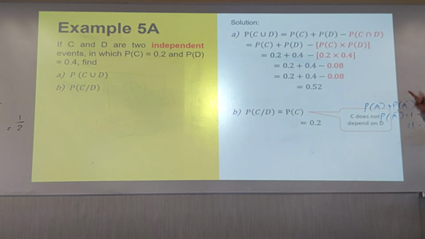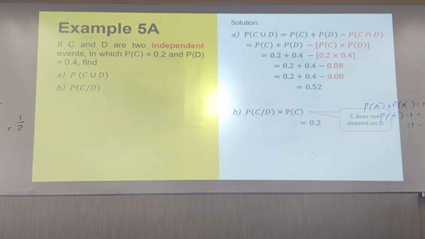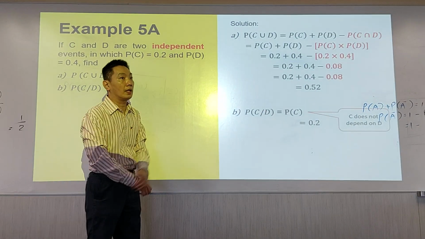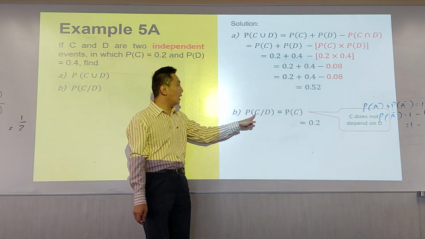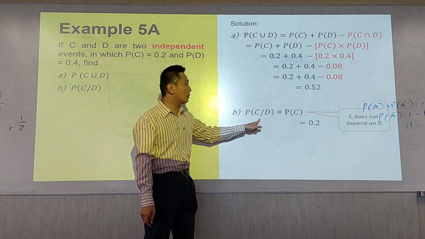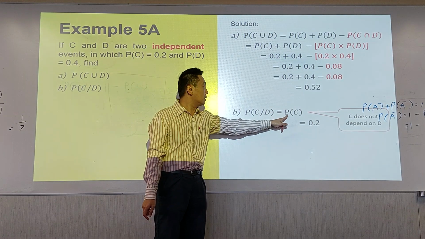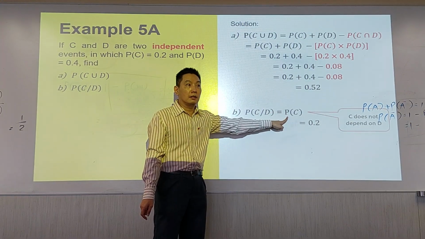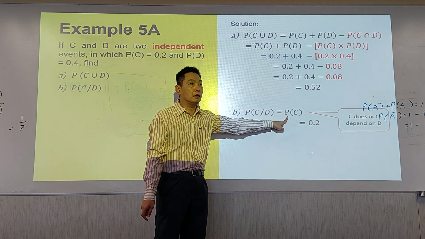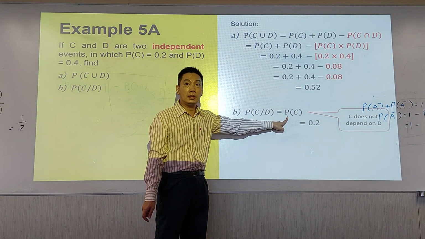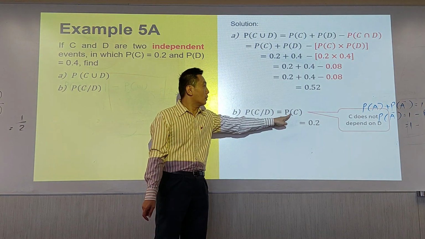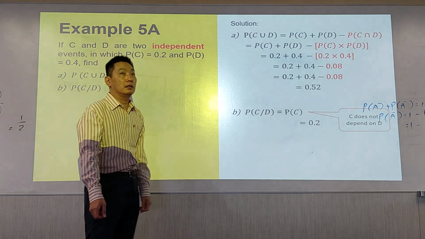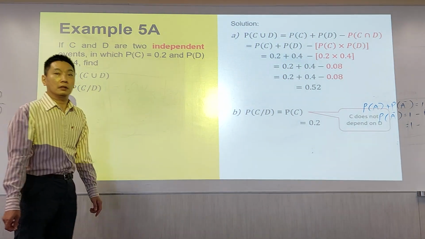Okay. Next question. Probability C given D. Bear in mind, C and D are independent. So if you are asked to calculate probability C given D, the answer is equal to probability C, because C is not affected by D. So we apply this formula. So far okay for you? You know the answer is P(C), and the value is equal to 0.2. Substitute. So far okay? Okay, next.